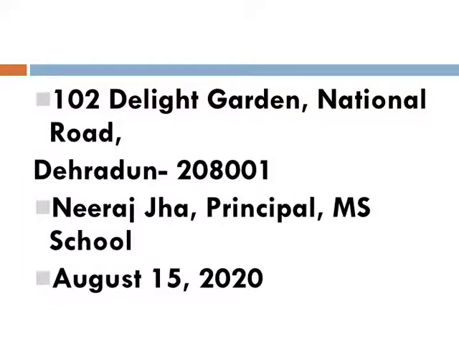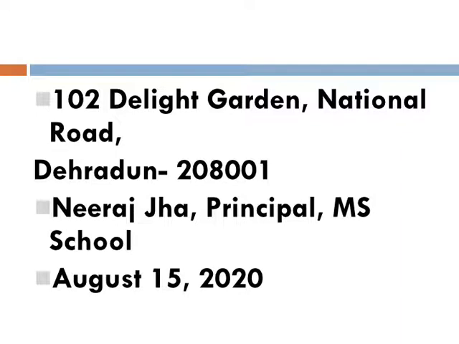We also use comma in address, dates and titles following a name. Okay, so see, first example is of address. How to write an address? That is 102 Delight Garden, comma, National Road, comma, Dehradun and the pin code. Okay, this is how we write our address.